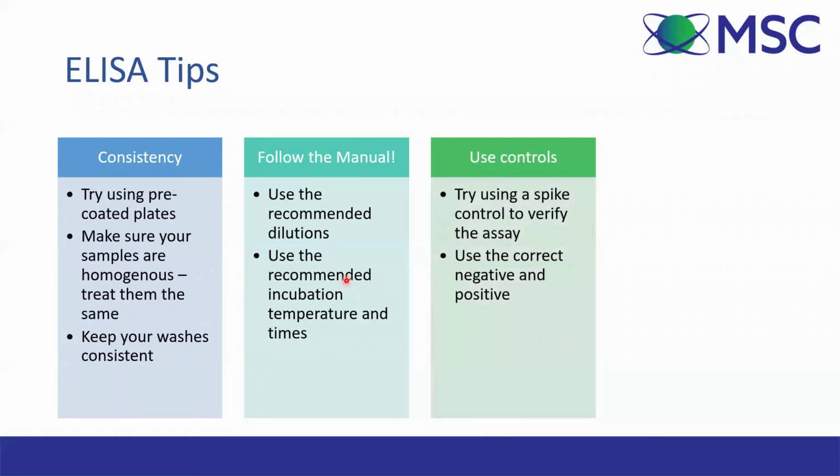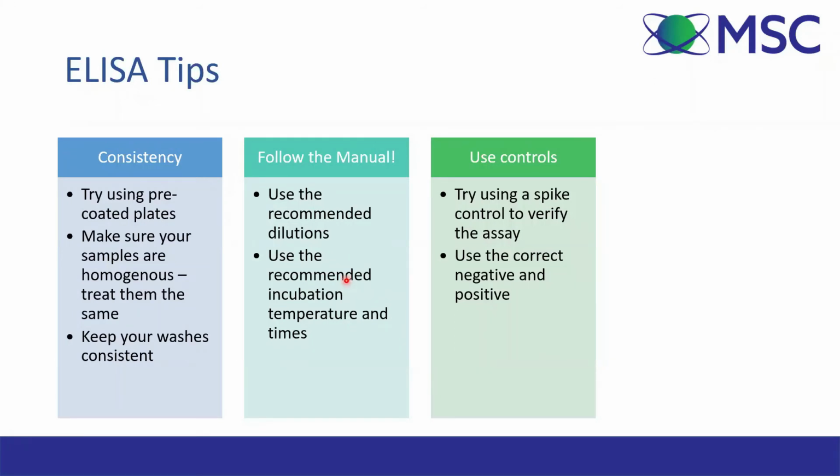Use controls. What you can do is use what we call a spike control to verify the assay. A spike control basically allows you to make sure the assay is working. So what you would do is spike into a sample, or into basically just buffer from your samples, a known concentration to make sure that the assay is working correctly.